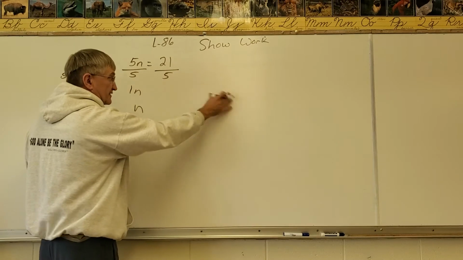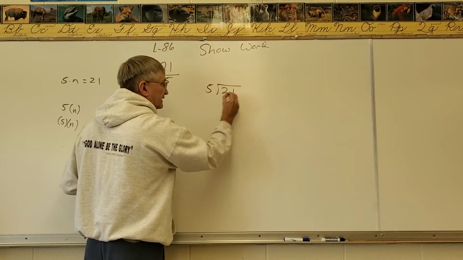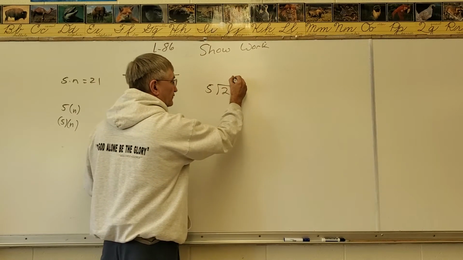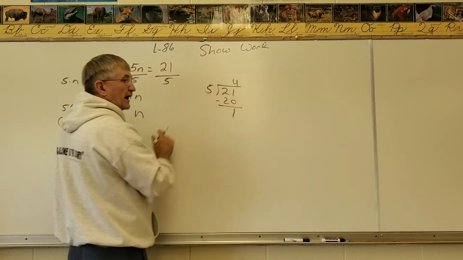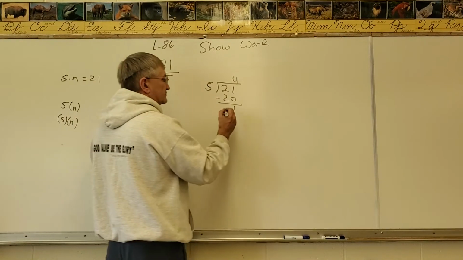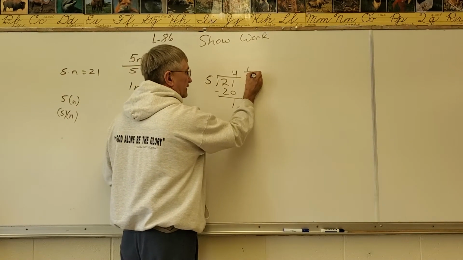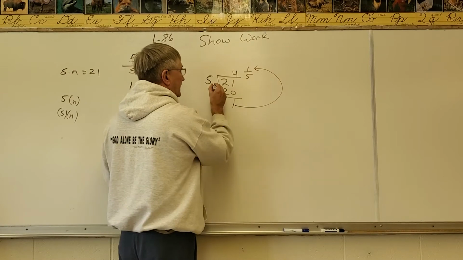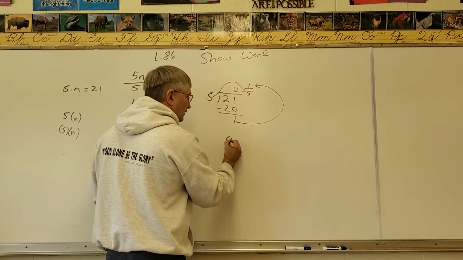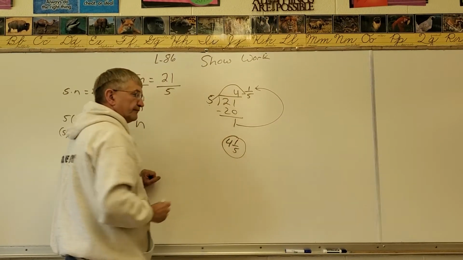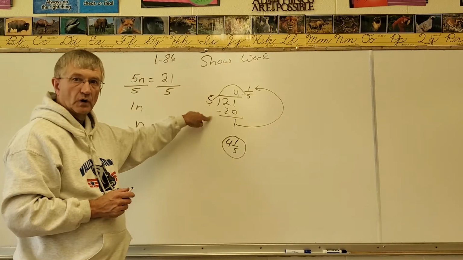So I'm going to go off to the side of my paper, showing my work. 5 into 21 goes 4 times. 20, subtract, get the 1, and I do not write remainder. Leave it as a fraction. So my final answer is 1 becomes the numerator, 5 becomes the denominator. So the 1 went right here, and the 5 came right to here. My final answer is 4 1/5. Not very difficult, not very tricky. But again, show your work.